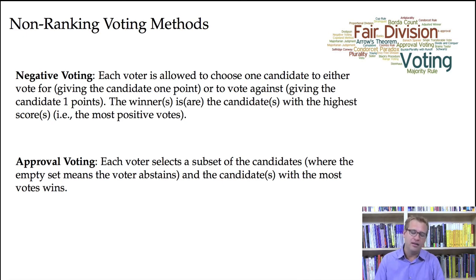Approval voting allows the voters to select any subset of candidates. So intuitively, it's any set of candidates that the voter approves of, that the voter thinks could do a good job or should win the election. And then the candidate with the most votes is declared the winner.